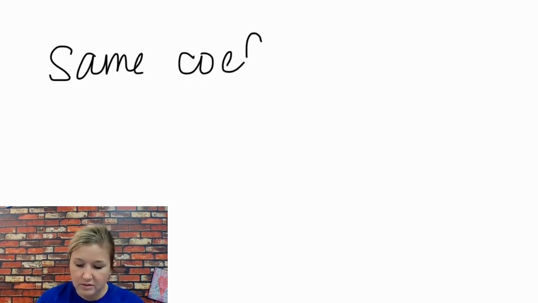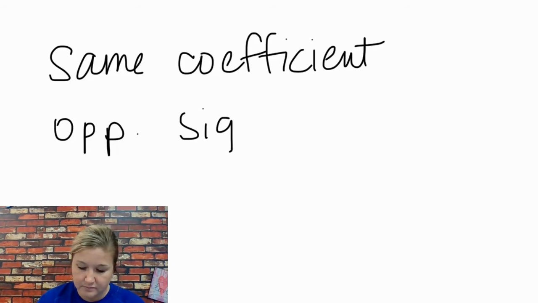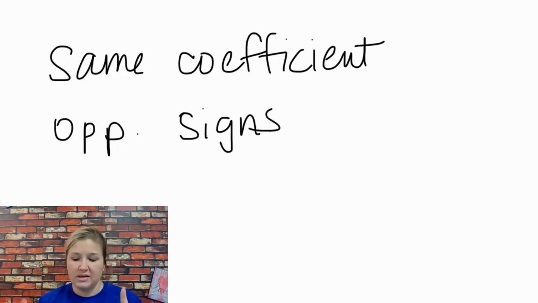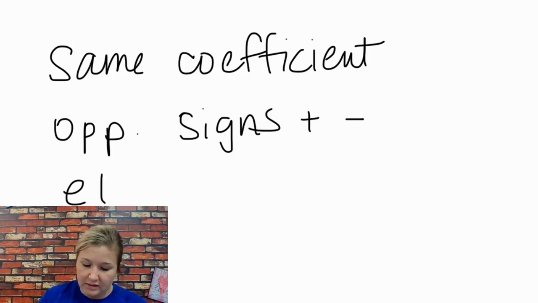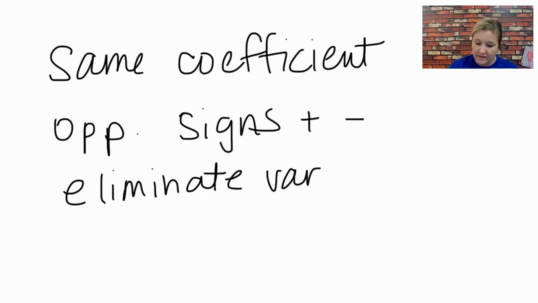So just a couple of things that I want you to remember. You're looking for the same coefficient, which is the number in front of a variable, with opposite signs. So you want one to be positive and one to be negative. Same coefficient, same number in front of the variable, but then opposite signs. That's what helps you eliminate that variable, and then you add the two equations together.